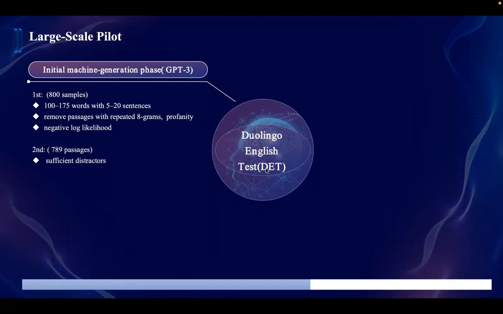The first round filtered the passage to be 100 to 175 words with 5 to 20 sentences. We removed the passages with repeated 8-grams, profanity, and high negative log likelihood. 800 samples out of over 14,000 passages passed this round. We retained 789 passages by generating items with sufficient distractors.